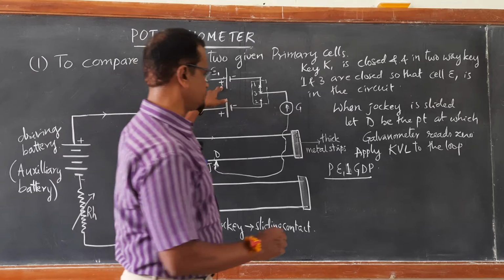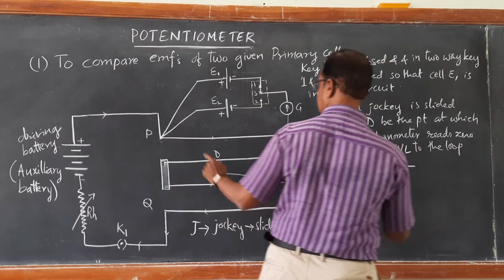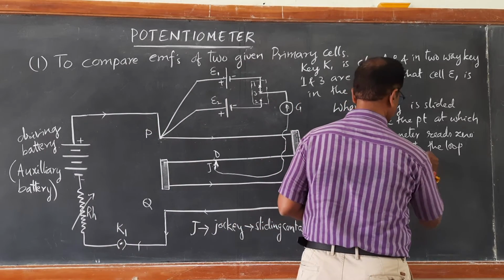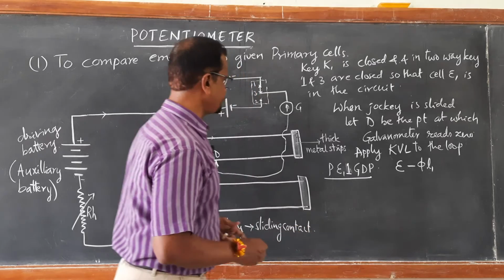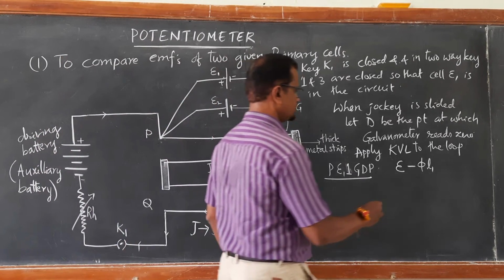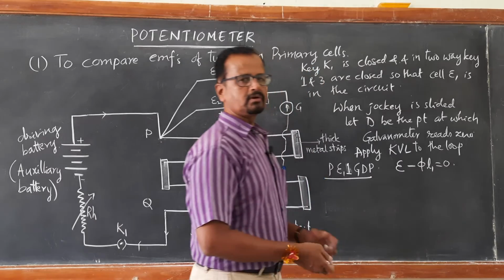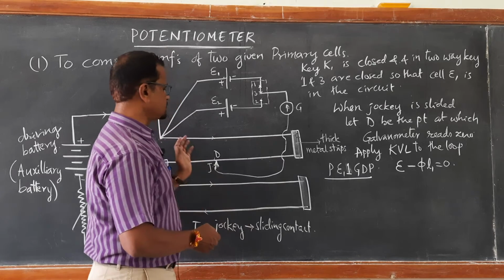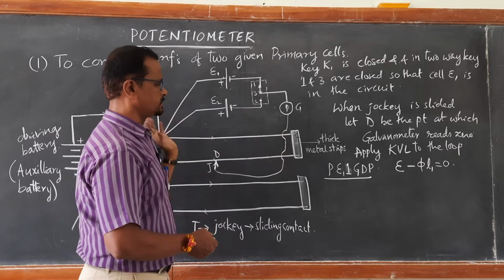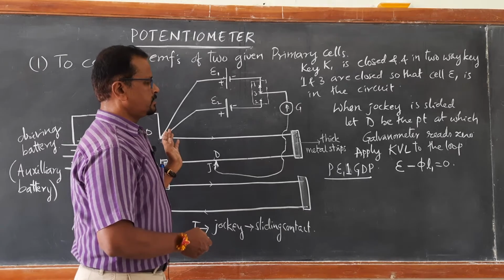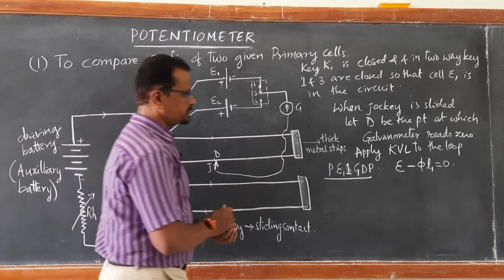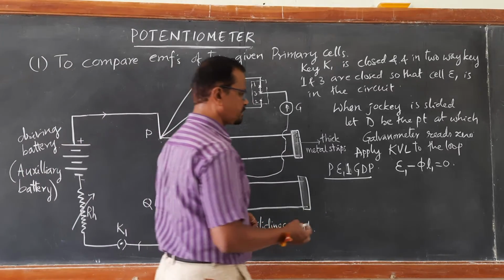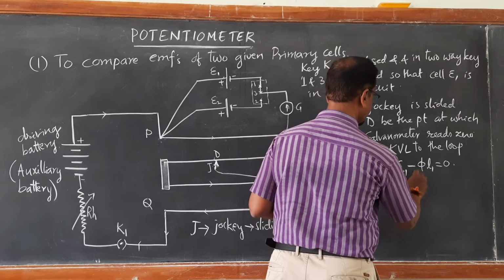EMF provided by this loop is E1, and the potential difference between P and D is given by phi L1. So, E1 minus phi L1 is equal to 0. Sum of the potential drops is equal to 0. This is according to Kirchhoff's voltage rule. So, you can take phi L1 minus E1 equal to 0, that implies E1 is equal to phi L1.